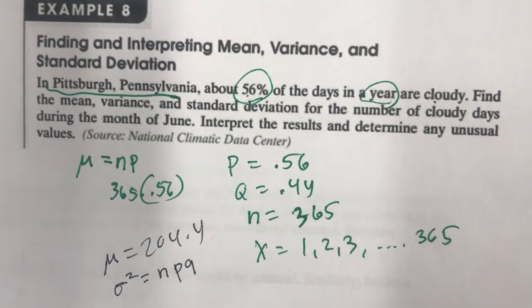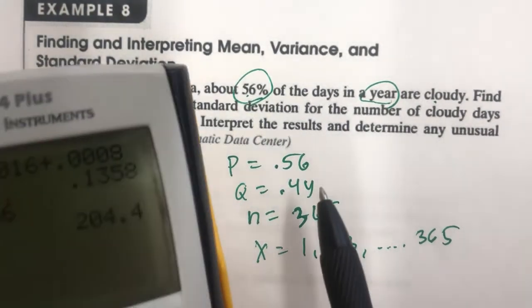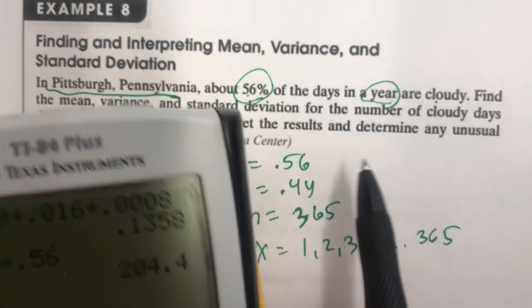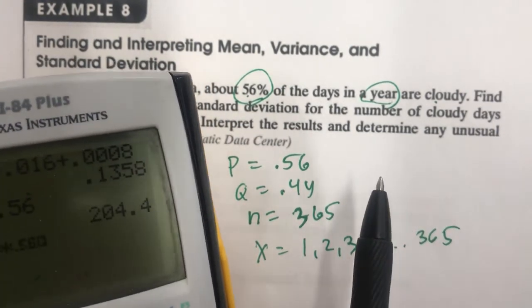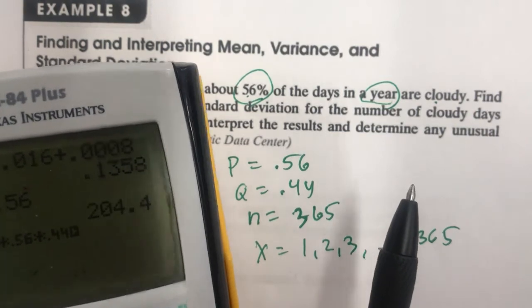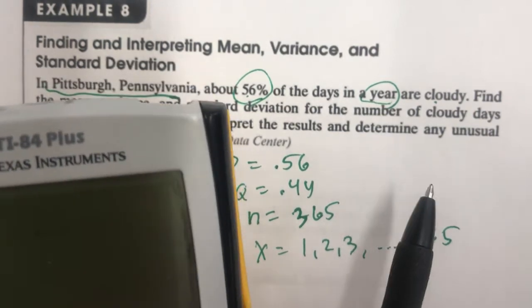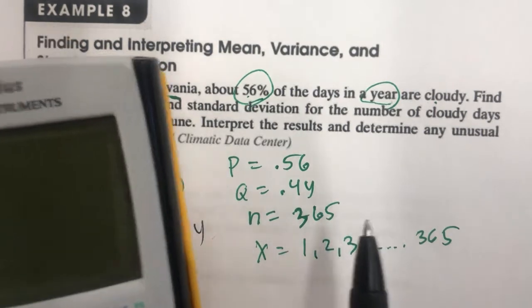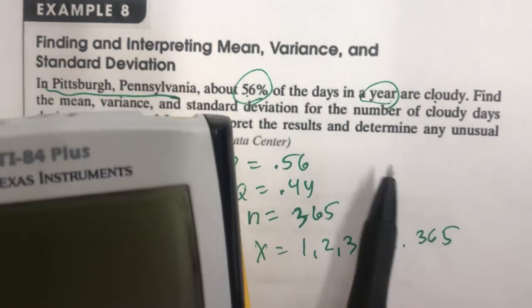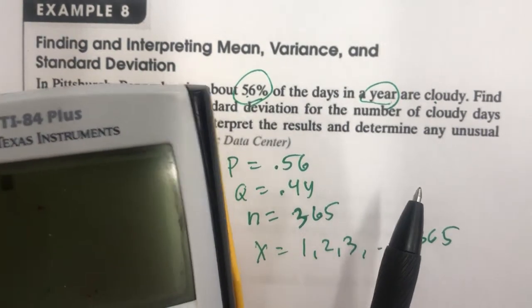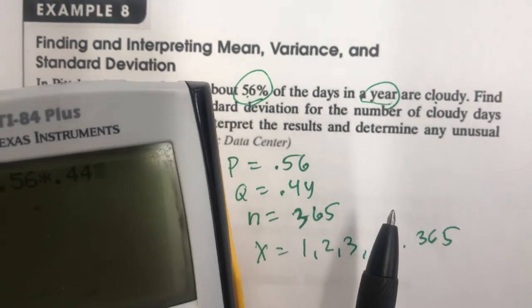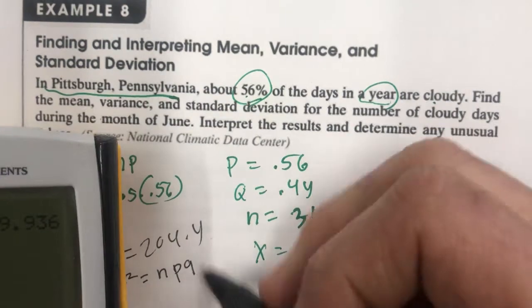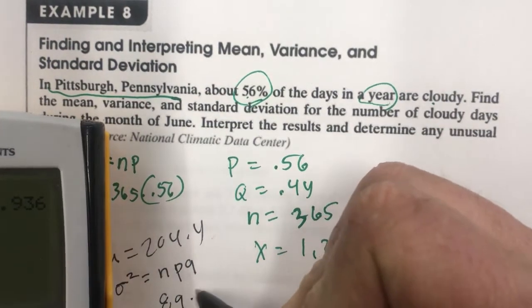All right, so I can just take N, 365 times P, which is 0.56, times Q, which is 0.44. Oh, me, what did I do there? I got in the exponent somehow. All right, so N, 365, times P, which is 0.56, times Q, which is 0.44. And I get this right here, 89.936.